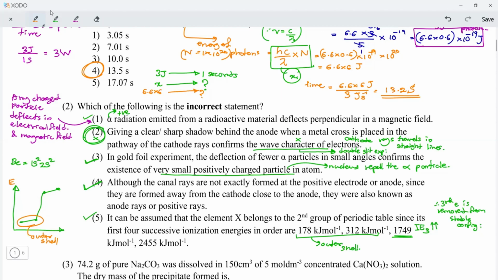So these are the axes, energy and the electron. So this is IE1, IE2, IE3, which is higher, 1700 something, and IE4. Okay, so that's our explanation for the second MCQ.